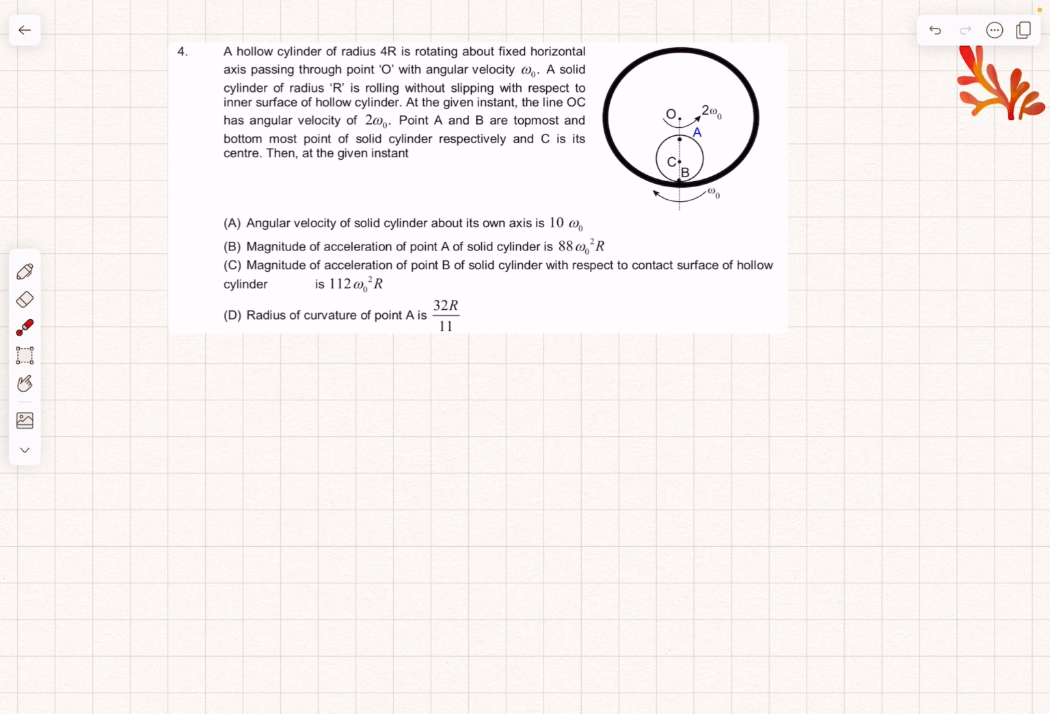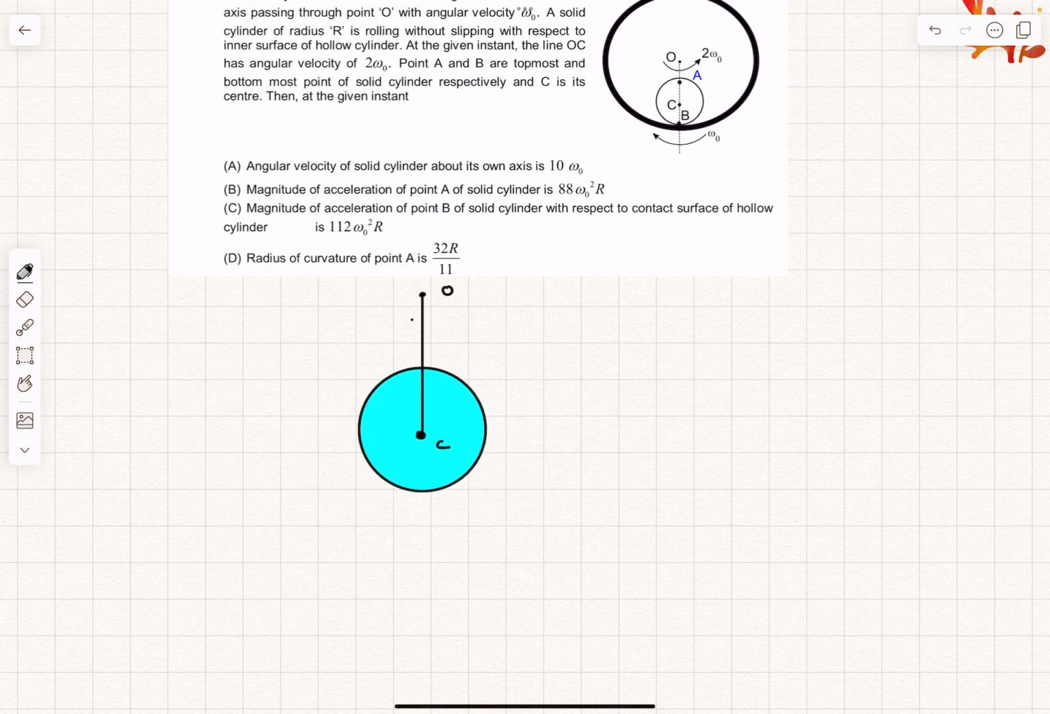At the given instant, the line OC has an angular velocity of 2 omega naught, as they have shown. The points A and B are the topmost and the bottommost points of the solid cylinder, and C is its center. We have to talk about these options. It's given that the angular velocity of this line OC is actually 2 omega naught, so from this information we can directly find the velocity of the center. The distance of the center from the point O is 3r, so this is going to be 3r multiplied by 2 omega naught, which is 6 r omega naught.